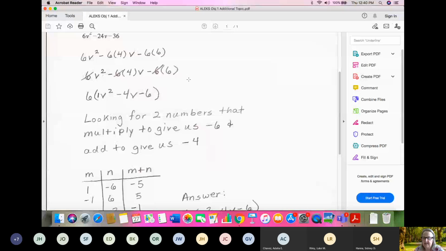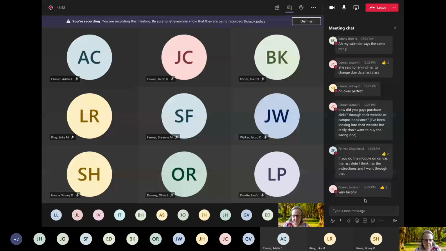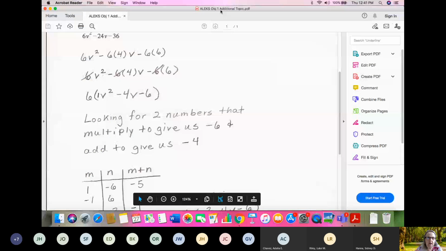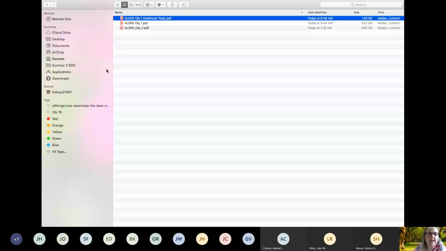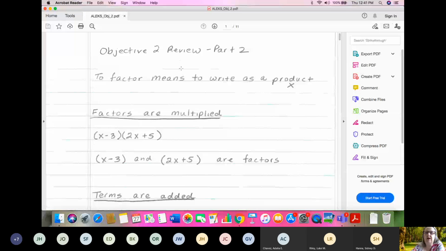Anybody else have any questions before we go to the next objective and get started on that? Okay, so I'm going to go and get that document. I'm trying to keep these organized so I can put them in the software, and I will notify you when new documents have been put in ALEKS for you. So let me go down to Finder here and take a look at ALEKS Objective 2. Objective 2 review part 2.